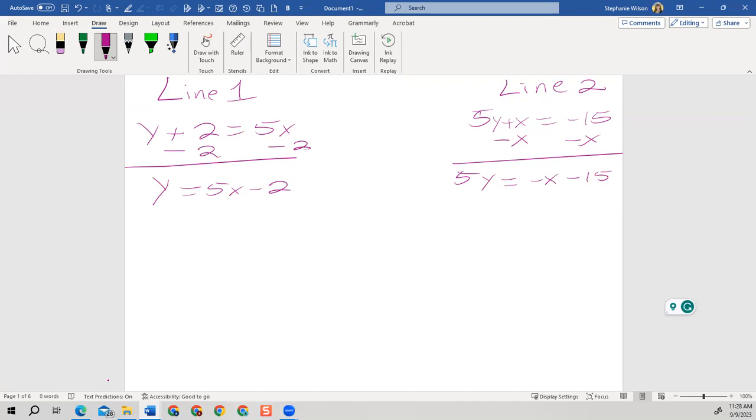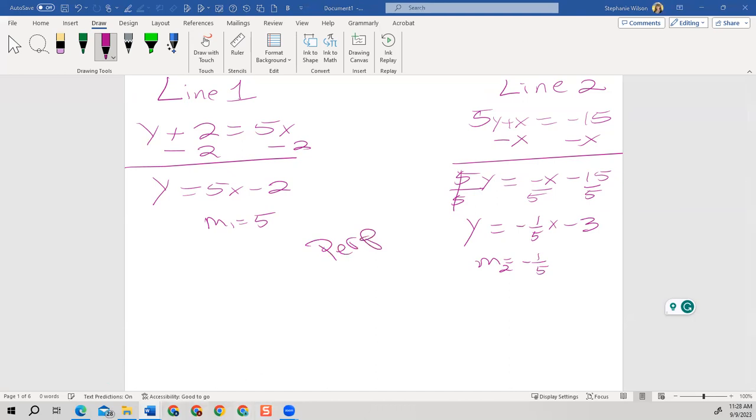I have a coefficient of positive 5 on y, so I need to divide by that 5, so you have y with a positive 1 coefficient. So I'm going to divide each part by it. So now I have what? Negative 1/5 x minus 3. So the slopes, oh wow, look at it. This slope 1 is a positive 5. This slope 2 is a negative 1/5. So the slopes are opposite and reciprocal. So this tells me this is perpendicular.